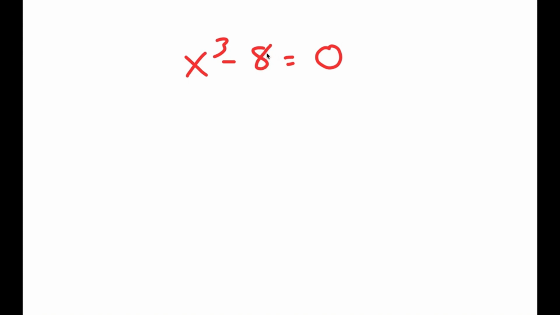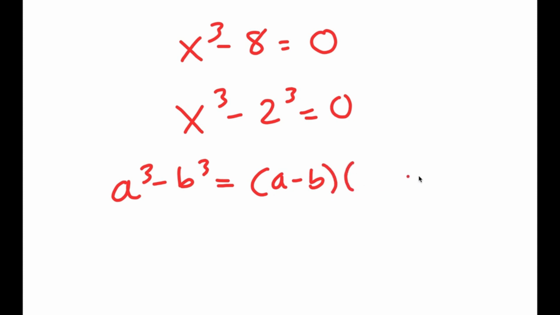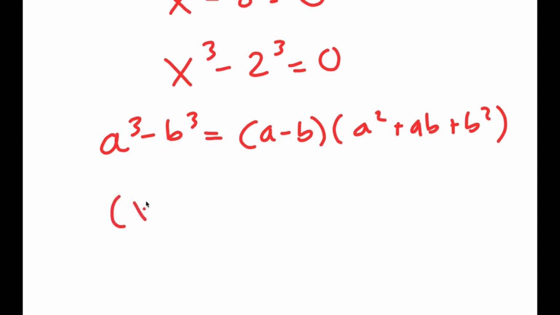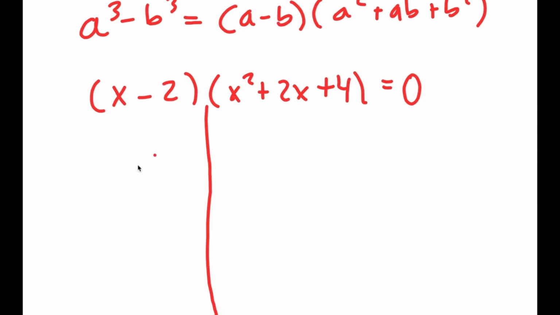And now I'm going to rewrite 8 as 2 to the power of 3. So I get x to the power of 3 minus 2 to the power of 3 is equal to 0. And then now I'm going to use the formula a to the power of 3 minus b to the power of 3 is equal to a minus b times a squared plus ab plus b squared. So in this case, this turns into x minus 2 times x squared plus 2x plus 4 is equal to 0. So now I get two equations.